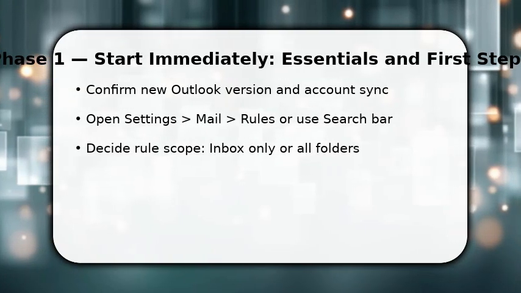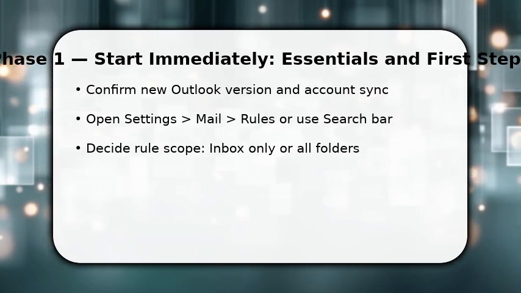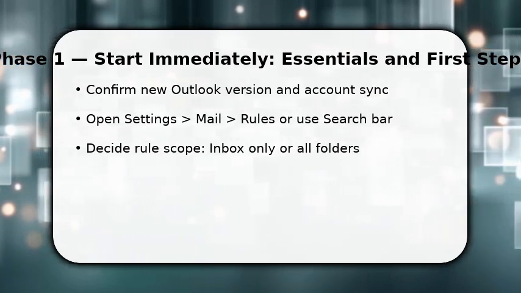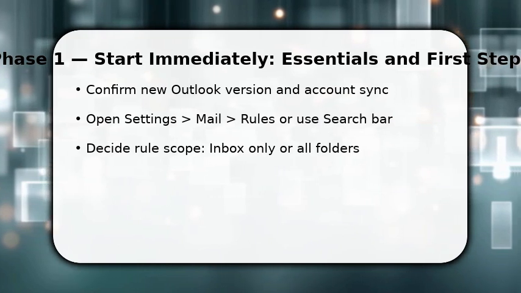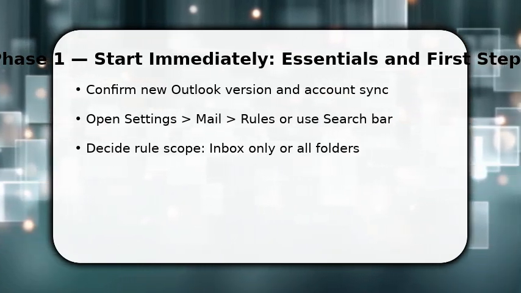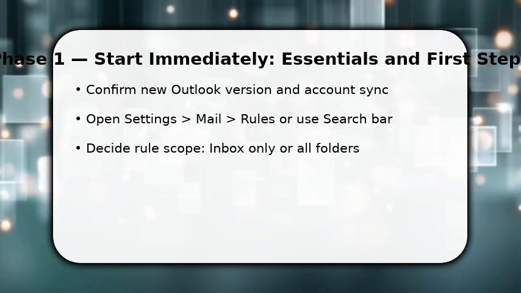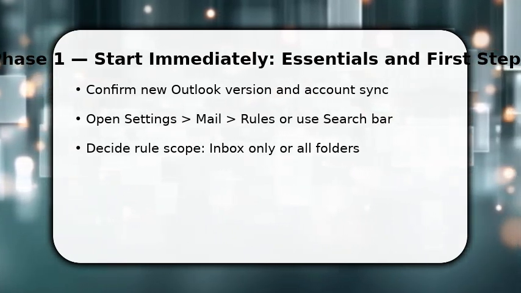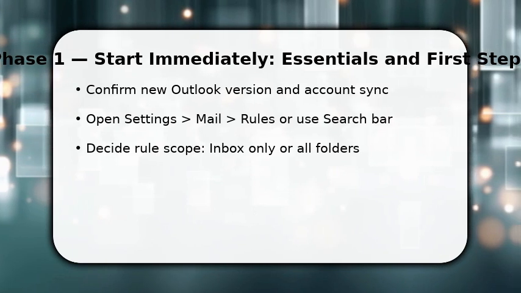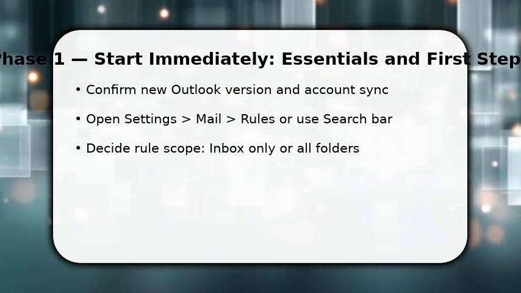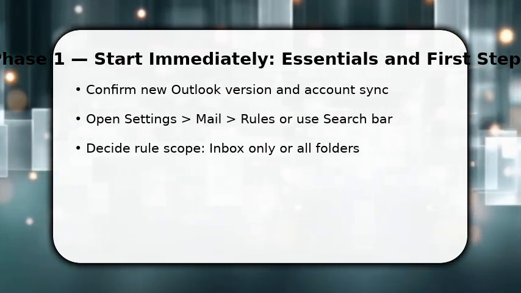You start by verifying the new Outlook build and that your account is fully synced. This avoids invisible conflicts. Once confirmed, open Settings and navigate to Mail, then Rules, or type Rules in the search bar to jump directly. Make a quick decision about scope. Inbox only versus all folders.